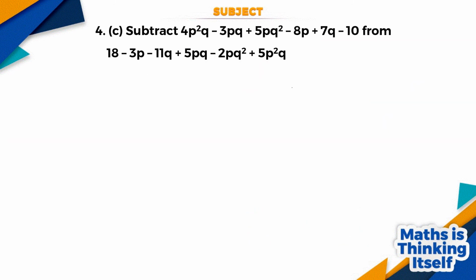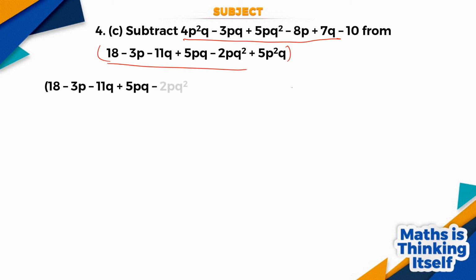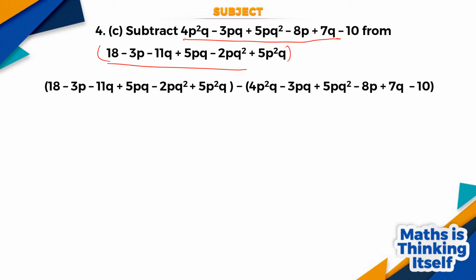Now from question 4, sub-question C is the last problem from this exercise. Here we have to subtract this expression from this one. So put the bracket around it and write the first expression: 18 minus 3p minus 11q plus 5pq minus 2pq square plus 5p square q, minus the bracket of 4p square q minus 3pq plus 5pq square minus 8p plus 7q minus 10.